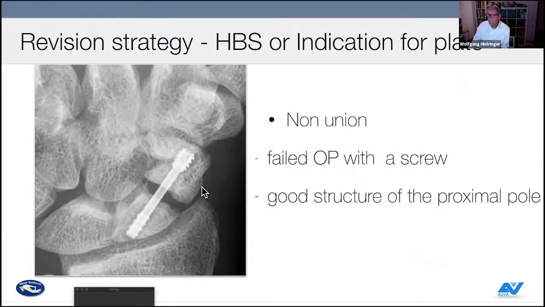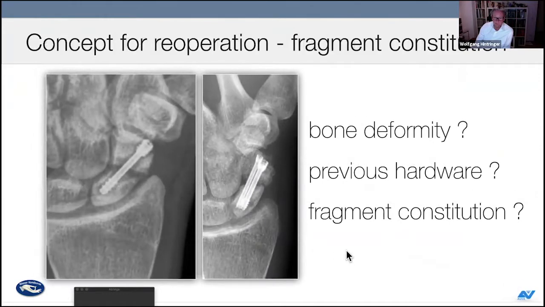But anyway, if you have already a Herbert screw in your scaphoid and you get no union and you have a good structure in the proximal pole, then you don't need a vascularized bone graft, and I will show you later on how we do that. The concept for the reoperation depends on the fragment constitution. As I told you, you have to differentiate between structured proximal poles and fragmented proximal poles.